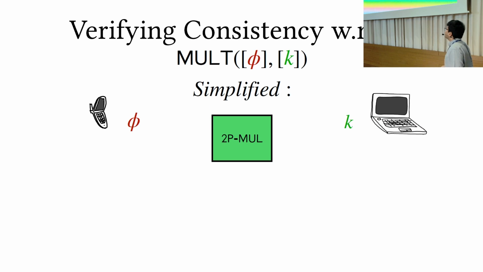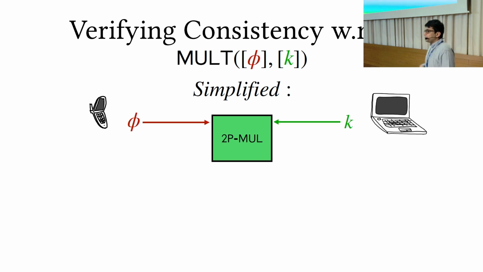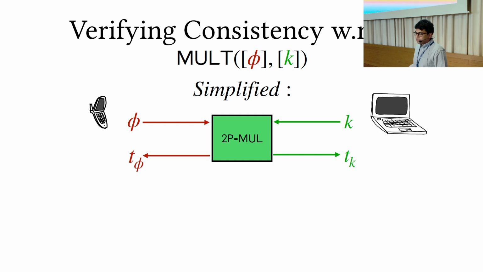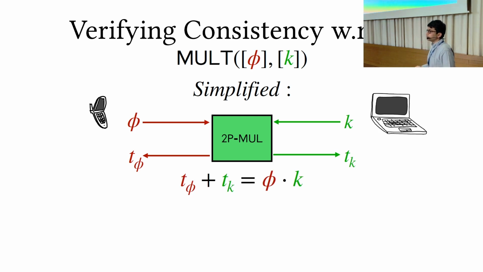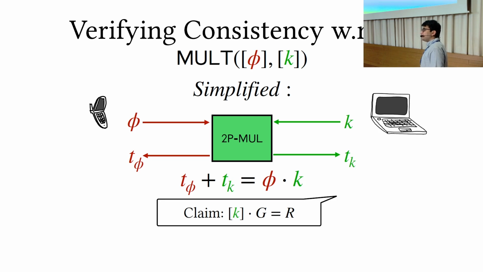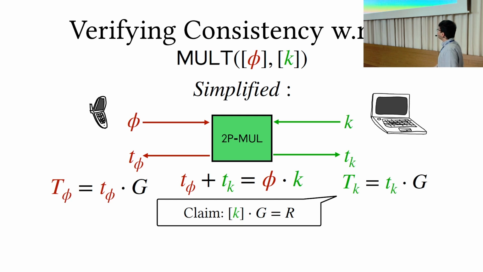Let's say that the phone puts in phi and the laptop puts in k into the multiplication primitive, and they get as outputs t_phi and t_k that add up to the product of their inputs. Right? And now the laptop claims that its input into the multiplication is in fact the discrete logarithm of this public point. And now how do they verify this? So let's take a look at their respective additive outputs in the exponent, capital T_phi, capital T_k. Right? There's the little t values in the exponent.